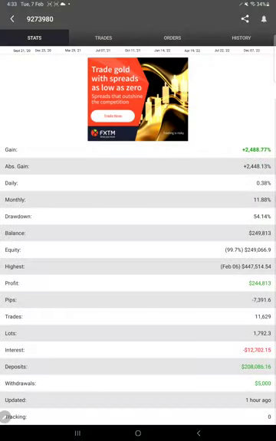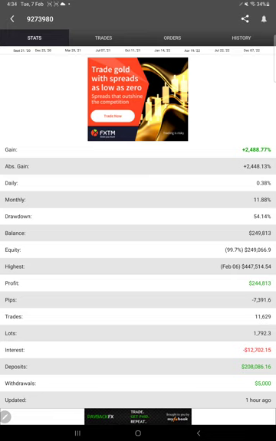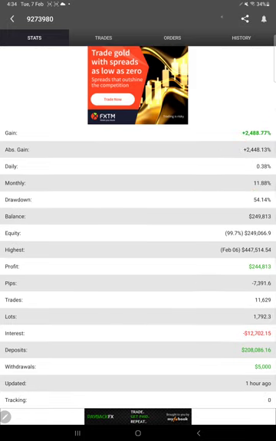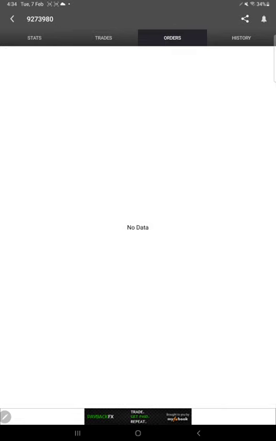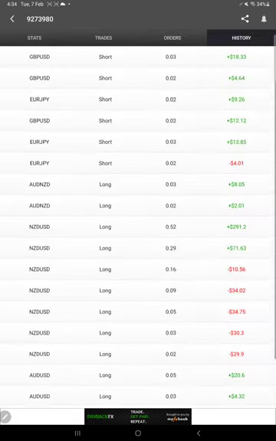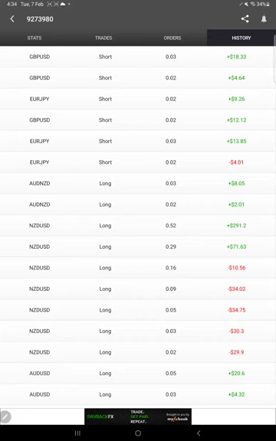And also, this account is connected with my FX book as well. Here you see the total percentage, 2488.77%, daily 0.38%, and monthly 11.88% return. This account was updated just 1 hour ago, so this is a recent update. Here are the open trades. In case of any pending order, here there is no pending order, and here is the trade history.